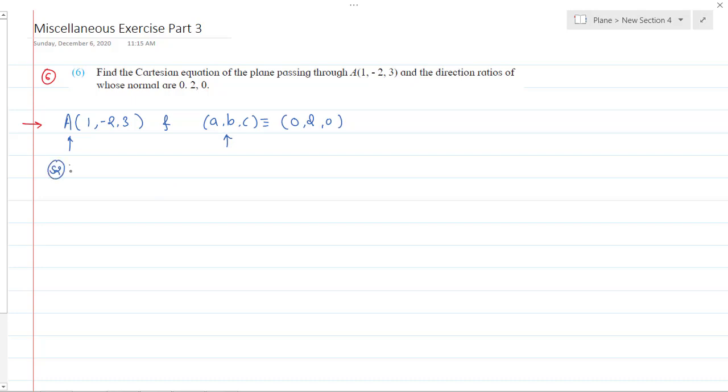The step number 2 is what? It's r bar dot n bar is equal to a bar dot n bar. So what is r bar? Keep this r bar as it is. n bar is nothing but the direction ratio of the normal. So it becomes 0i plus 2j plus 0k equals to, what is a bar? It's i minus 2j plus 3k, dot n bar. n bar is nothing but 0i plus 2j plus 0k.